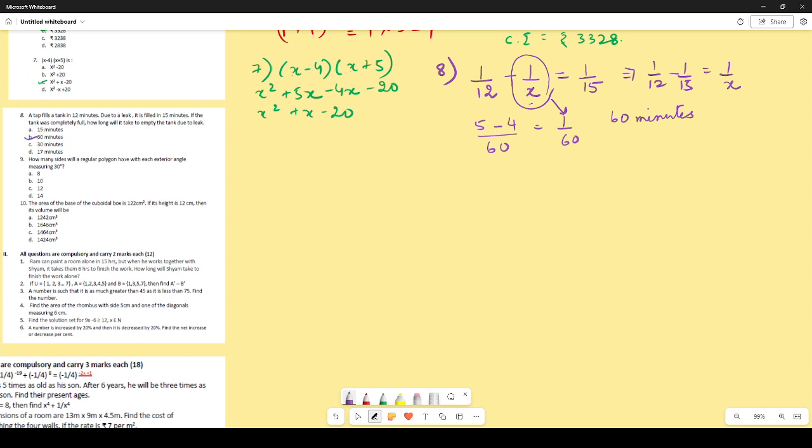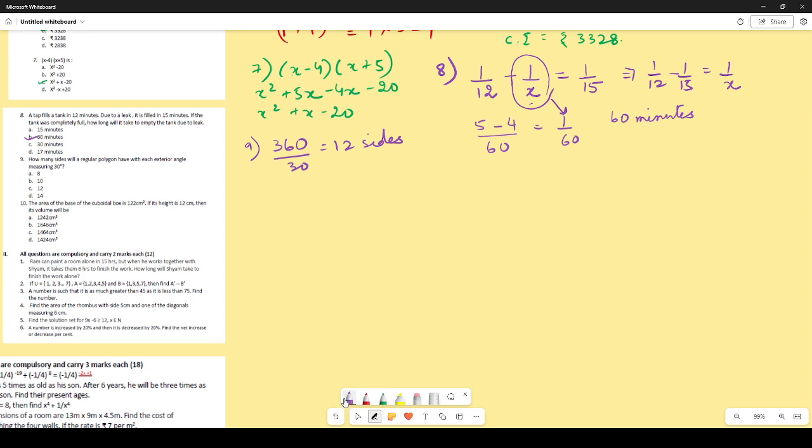How many sides will a regular polygon have with each exterior angle measuring 30 degrees, right? We know that the sum of all exterior angles of a polygon is 360 degrees. So all you had to do was 360 divided by 30, and that makes it 12 sides. That is all you needed to remember. Okay, now let us take up the last question.